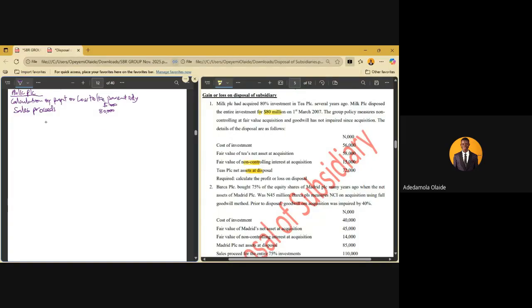80 million less cost of investment, 56,000, and that will give us how much? Figure. 24 million. That's the profit or loss to the parent only. But if we are to calculate, I don't know, my pen is misbehaving this night too.